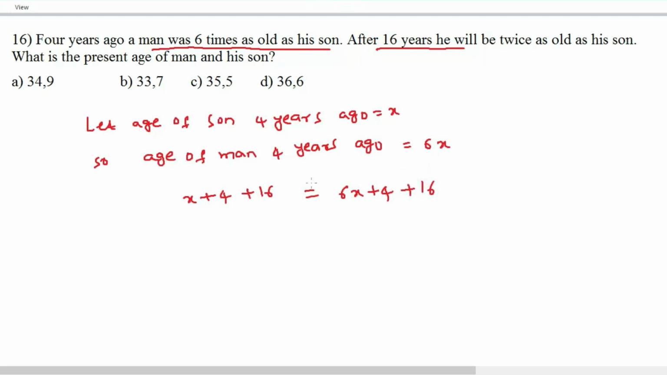After 16 years he will be twice as old as his son. So 2 times of x plus 4 plus 16. X is 4 years ago son age, plus 4 is son present age, and plus 16 is after 16 years. 6x is man 4 years ago, plus 4 is man present age, and plus 16 is after 16 years.